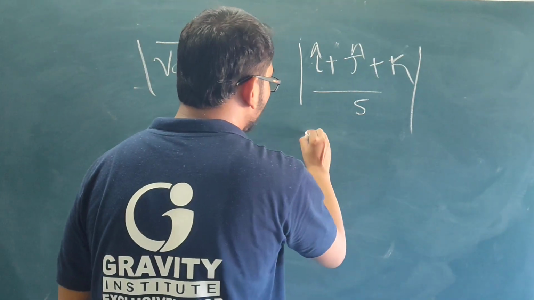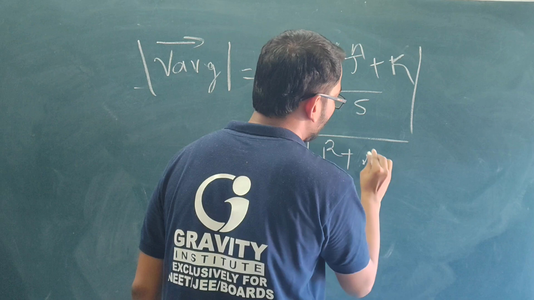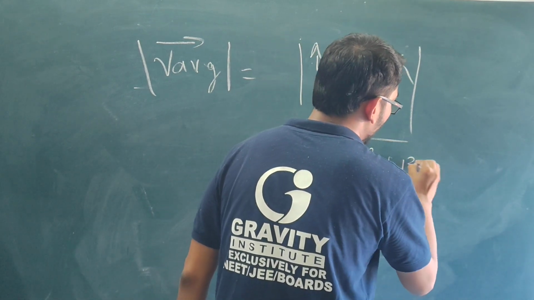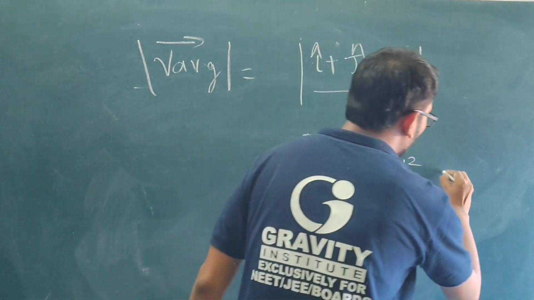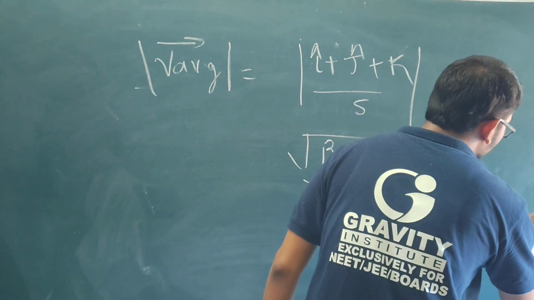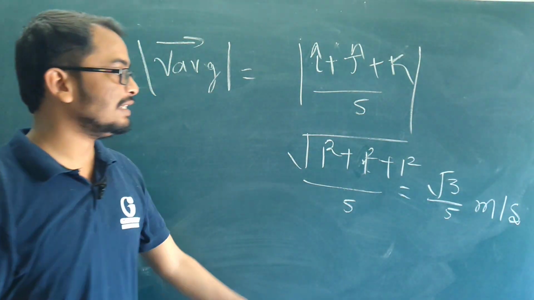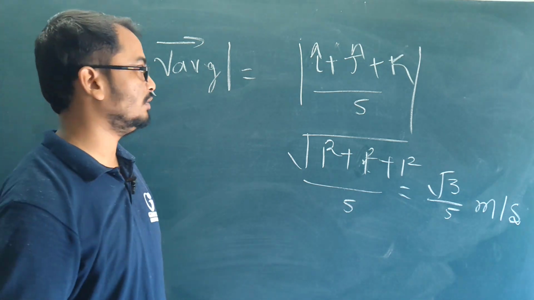What is the magnitude of this? The magnitude of √(1² + 1² + 1²) ... and what is the magnitude of 5? The magnitude of 5 is only 5. So it will become root 3 by 5 meter per second. What is the average velocity? Root 3 by 5 meter per second.